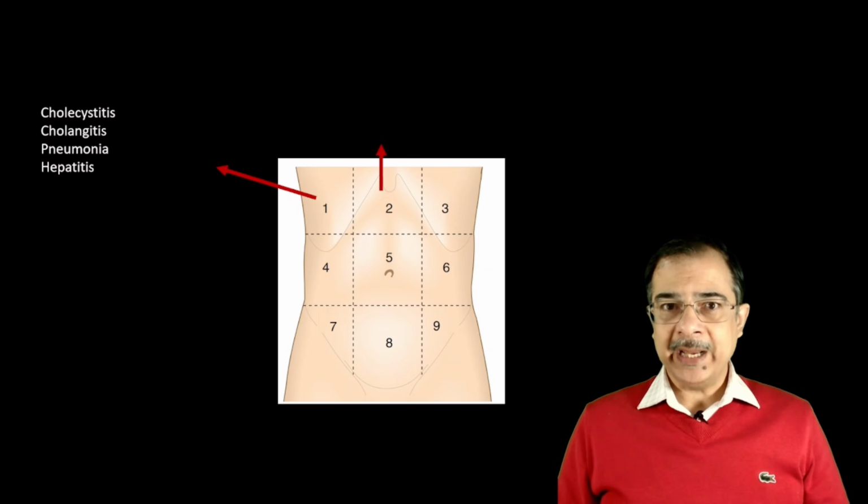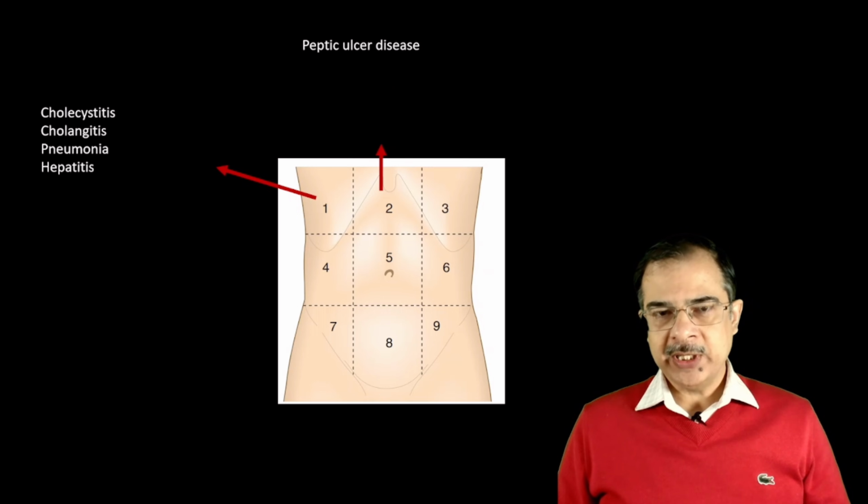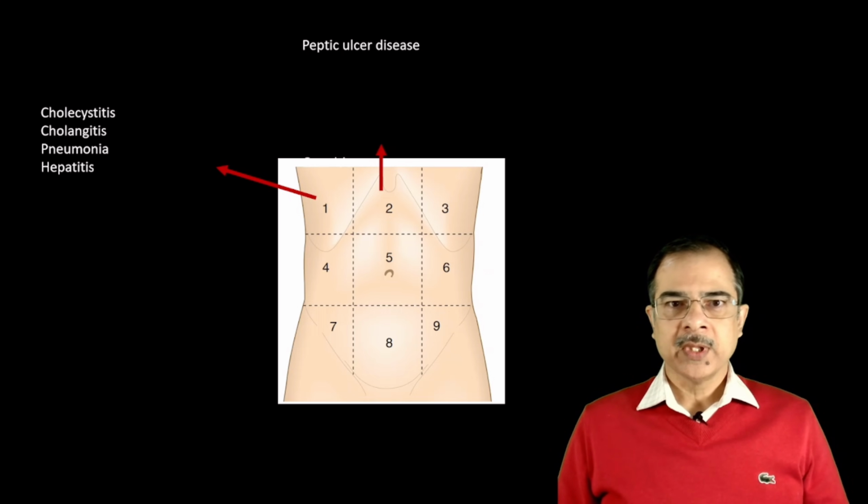Number two site, that is the epigastrium. The pain is usually due to peptic ulcer disease. If it is a gastric ulcer, it will be aggravated by food intake, and if it is a duodenal ulcer, the pain will occur sometime after food intake, like after 1 or 2 hours. Gastritis is associated with a burning sensation.